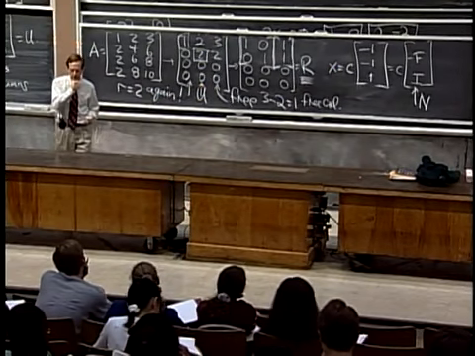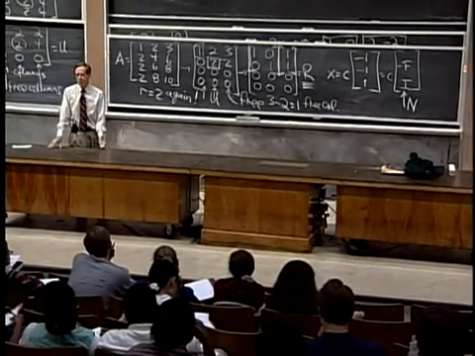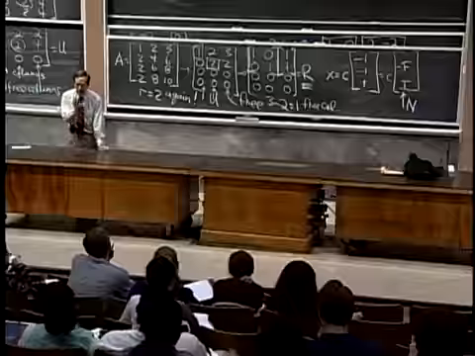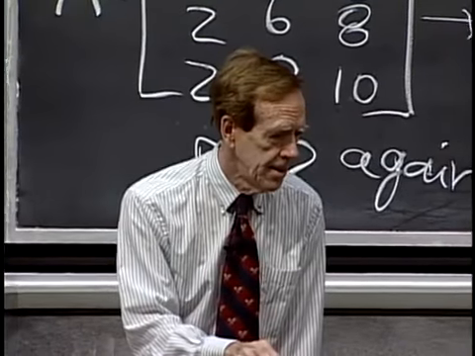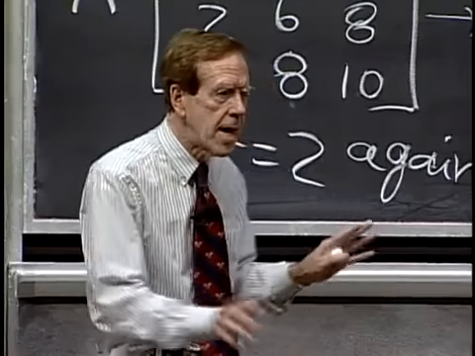That's it, really. I don't think there's anything more I can say about Ax equals 0. There's more I can say about Ax equals b, but that'll be Friday. Okay, so that's the null space.